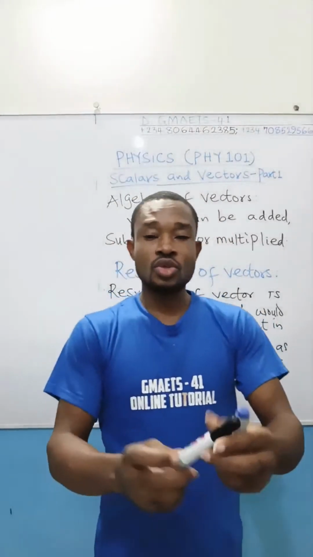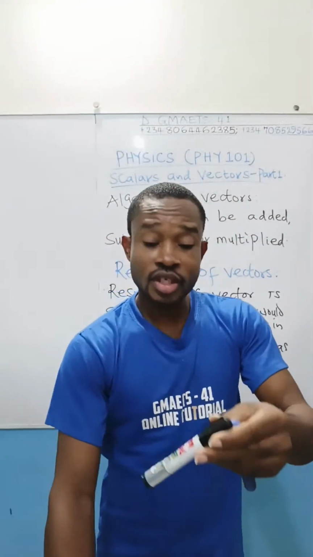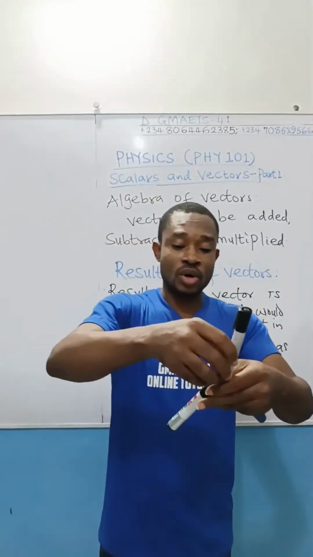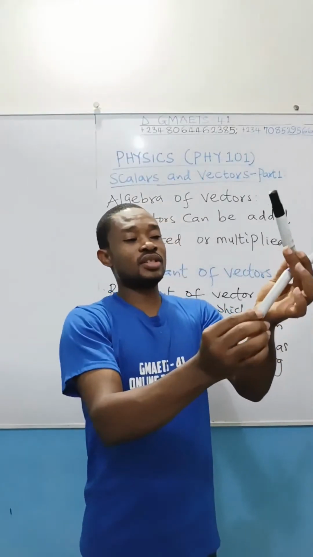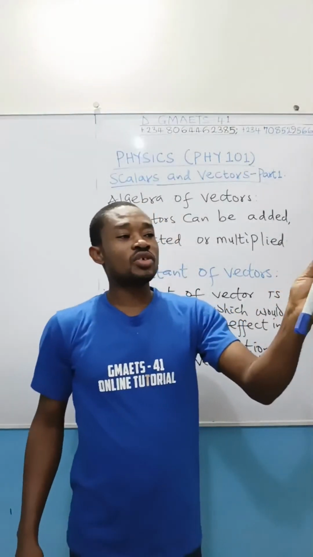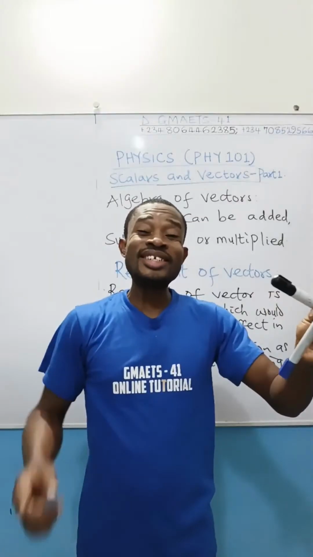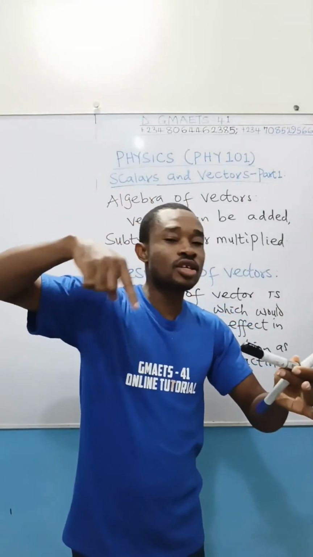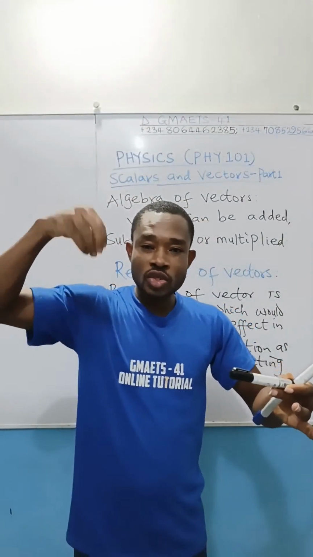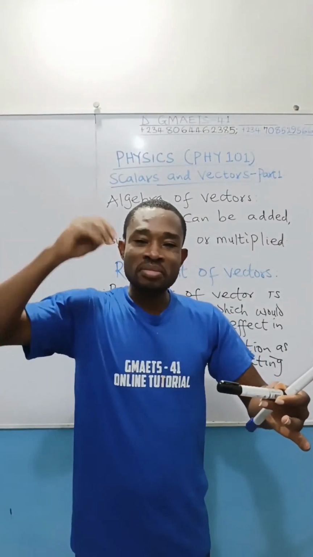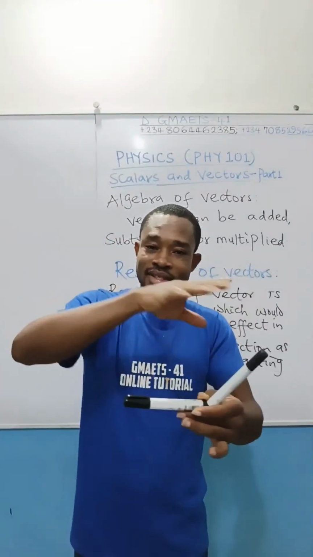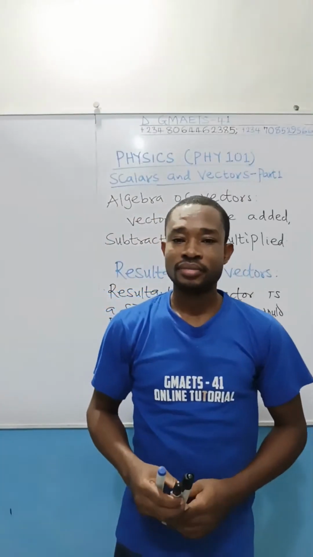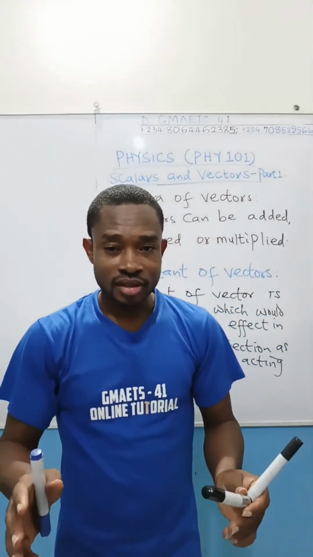If I give you this to be a vector, this to be another vector, and I give you this other one to be another vector, so we have these 3 vectors, and I ask you to find the resultant, it is going to be another single vector, which on its own will have the same effect in magnitude and in direction as these 3 vectors acting together. Is that clear?